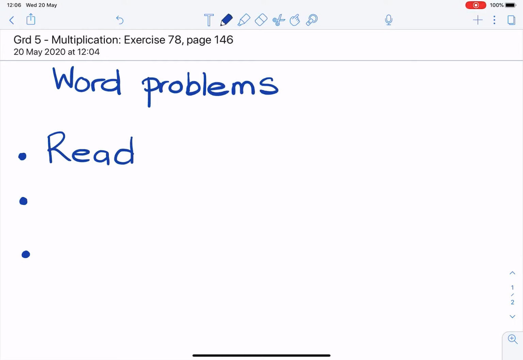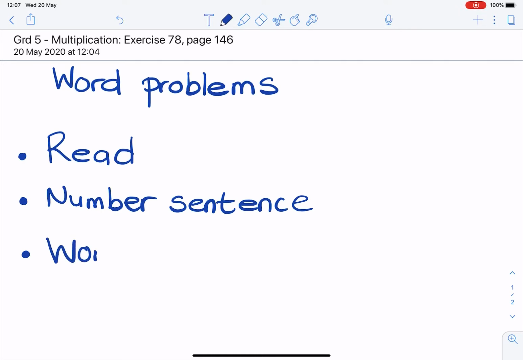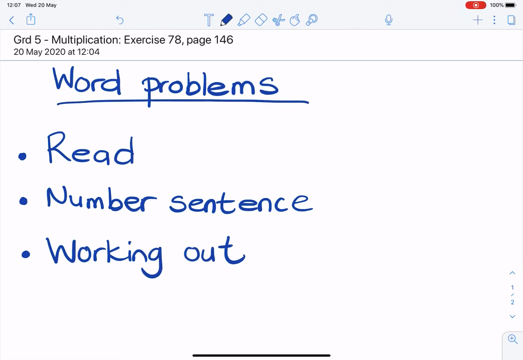Then you need to write down a number sentence to show what you plan to do. And then you need to show all of your working out. So let's have a look at a word problem together.